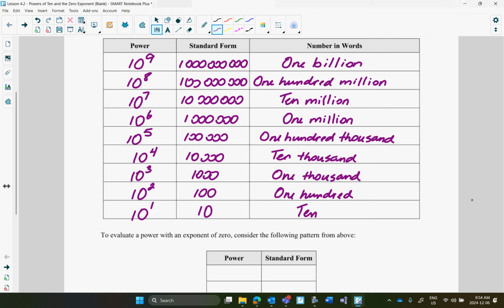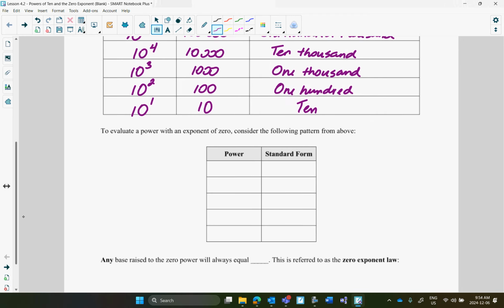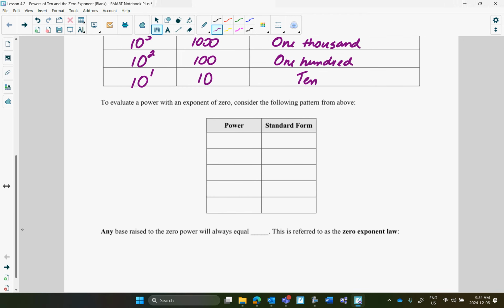What about the zero exponent? Well, here's how we can find anything raised to the zero. So like from above, I'm just going to start writing some powers. 10 to the fourth, 1 and 4 zeros. 10 to the third, 1 and 3 zeros. 10 squared, 1 and 2 zeros, and 10 to the first, 1 and 1 zero.